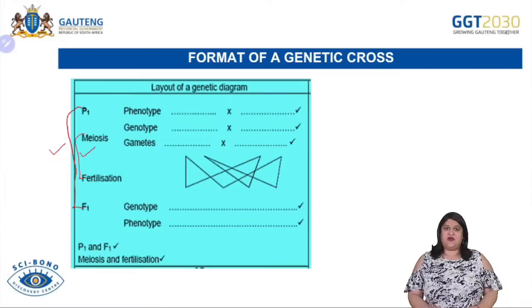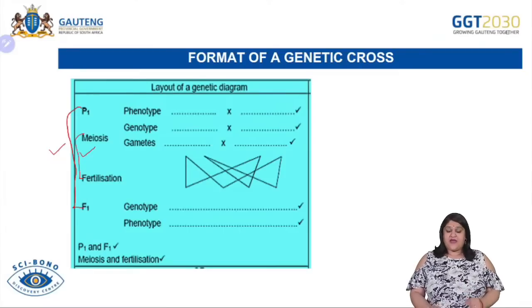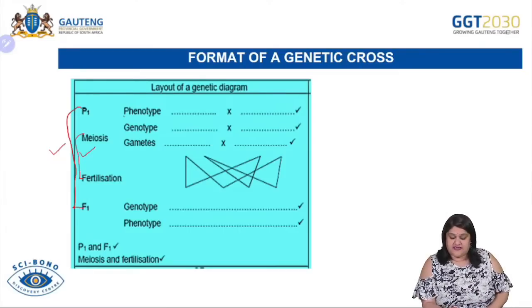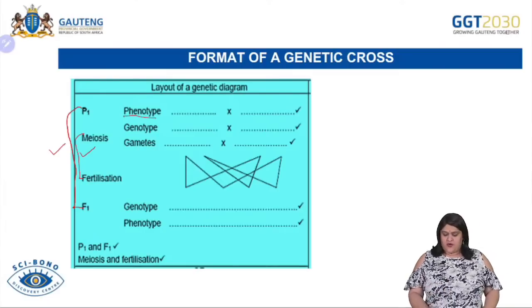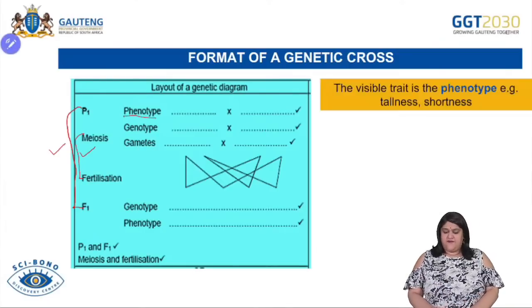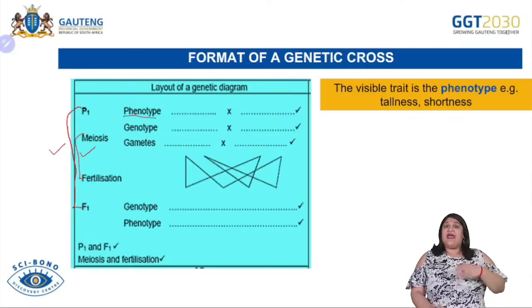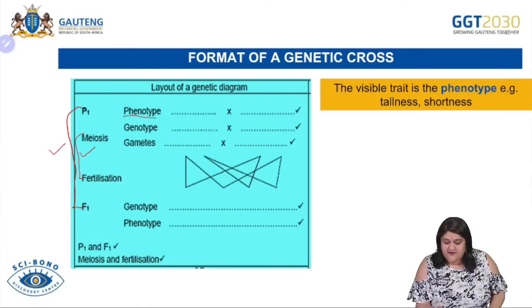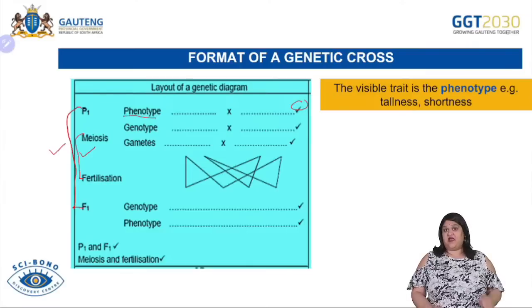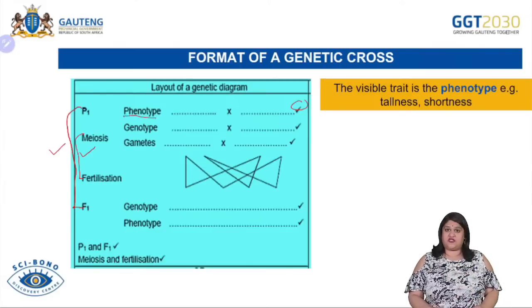Know the template, know the recipe. Then let's look at our first line, phenotype. What is the phenotype? The phenotype is the visible trait, for example, tallness or shortness. This you will get from the question, right? So there we have another mark. You see, 3 marks. You're already going to the paper having those 3 marks for this question.